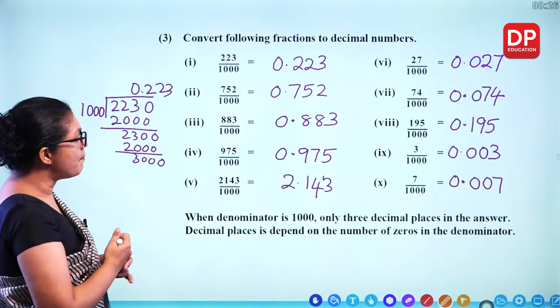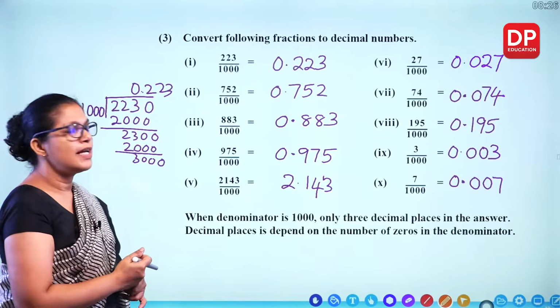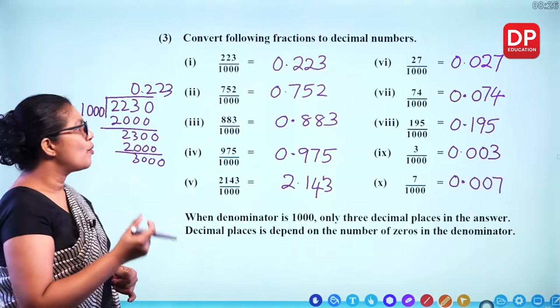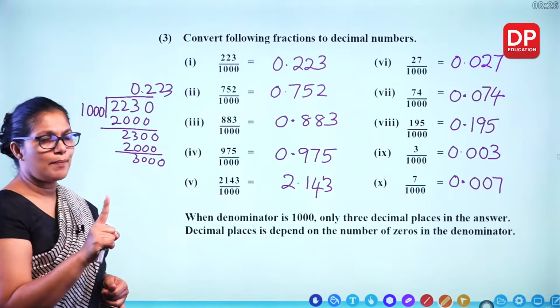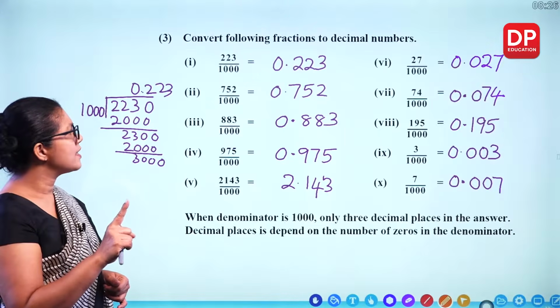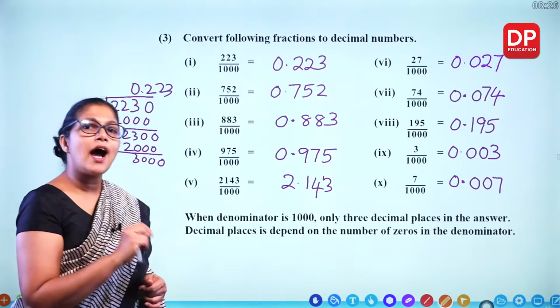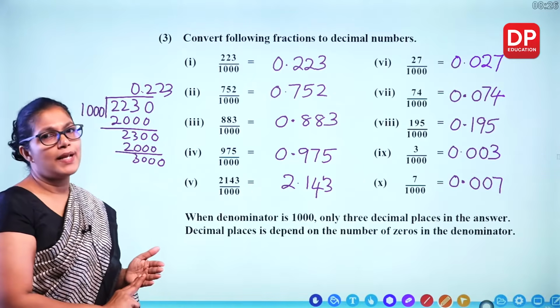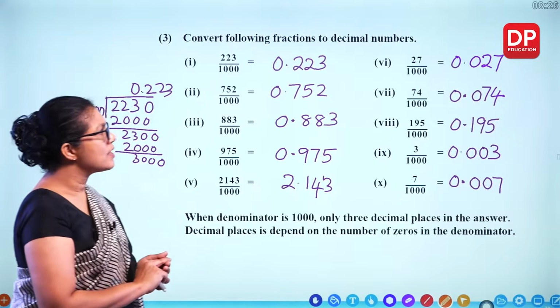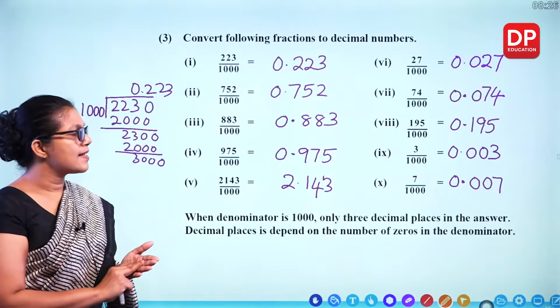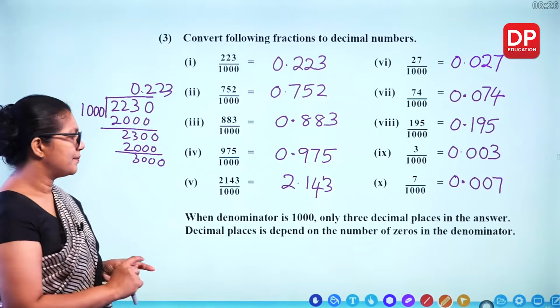Decimal places depend on the number of zeros in the denominator. So when you get 10 in the denominator, you get 1 place after the decimal point. If the denominator is 100, you get 2 places after the decimal point. And when you divide by 1000, you get 3 places after the decimal point.